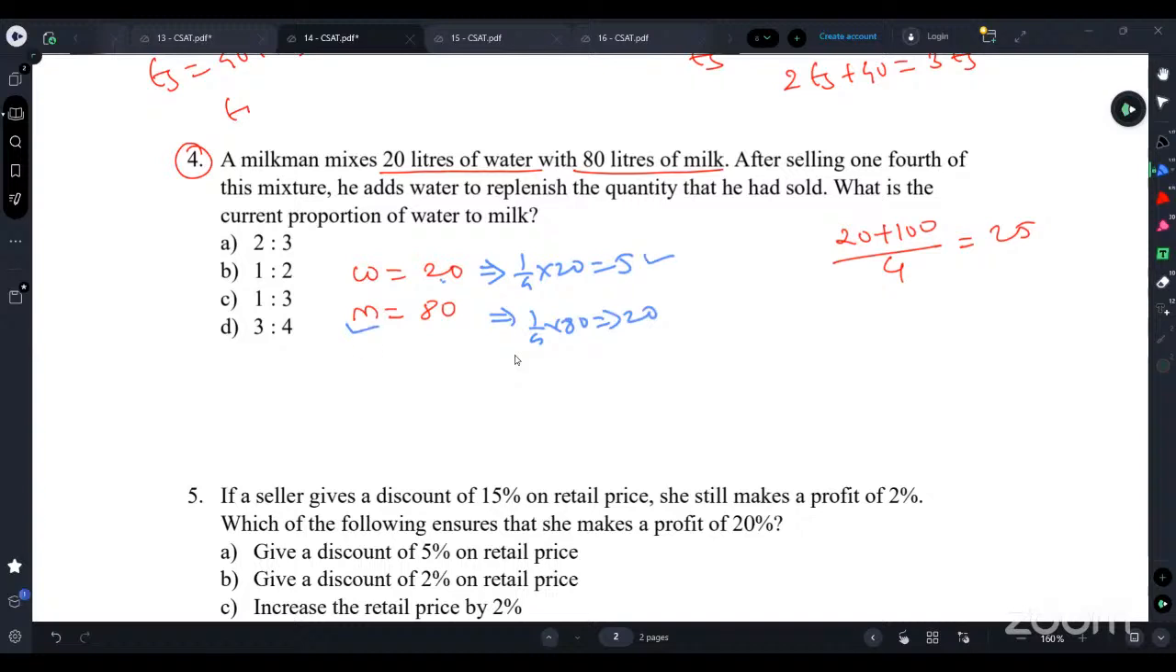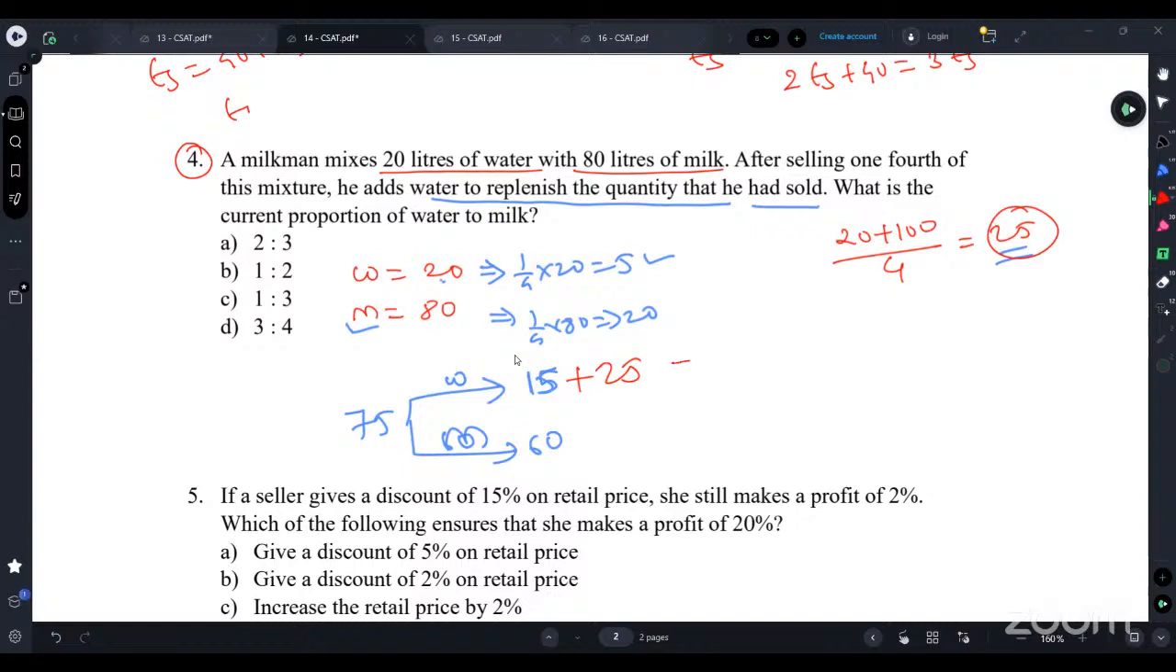Now what is remaining, guys? 75 liters: you have 15 liters of water and 60 liters of milk, right? This is the composition now after selling 25 liters, one fourth of the amount. Now he adds water to replenish the quantity that he had sold. So what is the quantity that he had sold? 25 liters. So he will add again 25 liters of water to it, right?